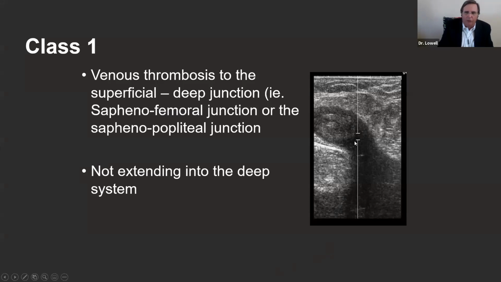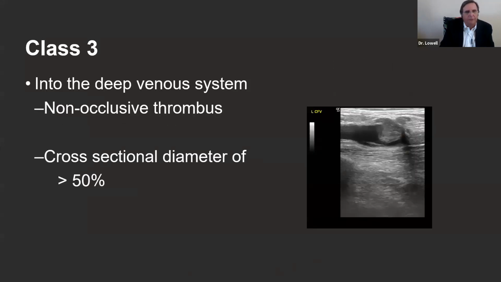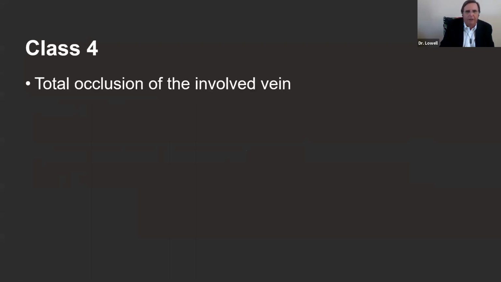And as you can see by this duplex, the common femoral and the great saphenous vein there without propagation into the deep system. Class 2 is what we've been talking about for the majority of cases. It's into the deep venous system. It's non-occlusive, and thrombus with a cross-sectional diameter of less than 50%. Class 3 into the deep venous system, non-occlusive thrombus, cross-sectional diameter of greater than 50%. And class 4, total occlusion of the involved vein.